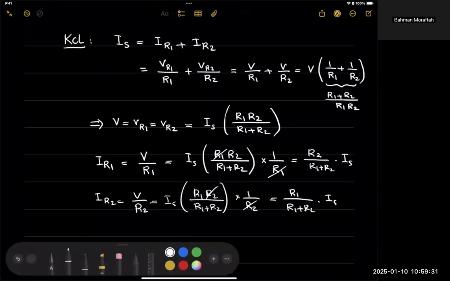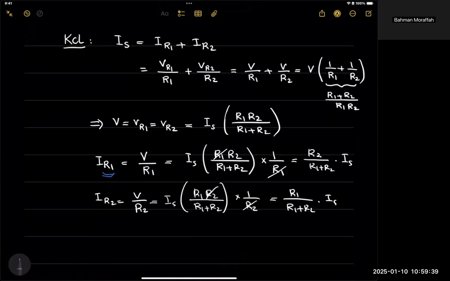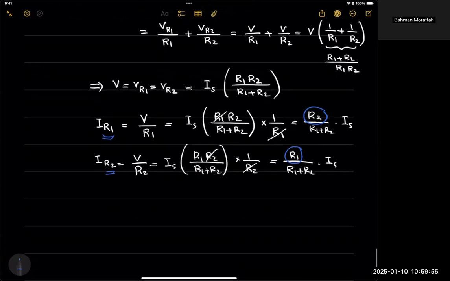What I would like you to pay close attention to, unlike the voltage divider circuit, is that if I wanted to find the current through R1, its value is proportional to the value of the other resistance. And the same thing over here, the current through R2 depends on R1. This circuit is another very important circuit, and it's called the current divider circuit.